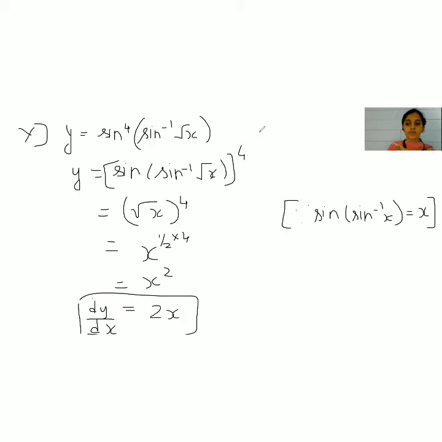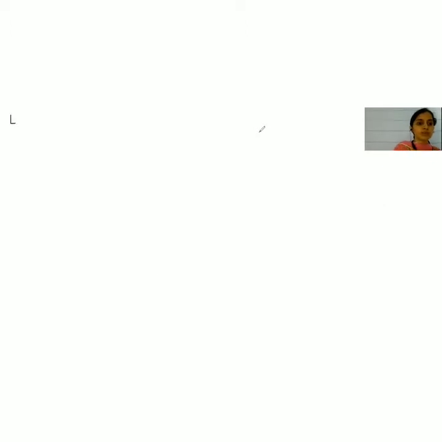Now we are moving on to exercise 1.2, question 7. What does question 7 say? Differentiate the following with respect to x. So I'm taking the first one of question 7. y is equal to cot inverse cot of e raised to x square. Okay, this is the function.